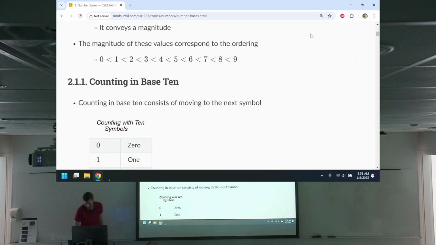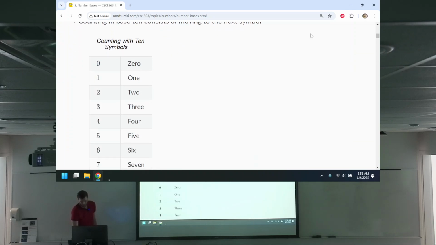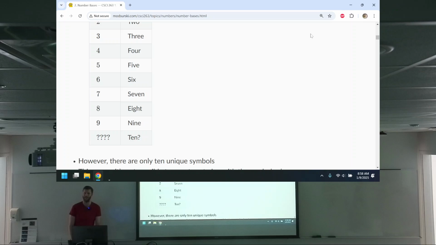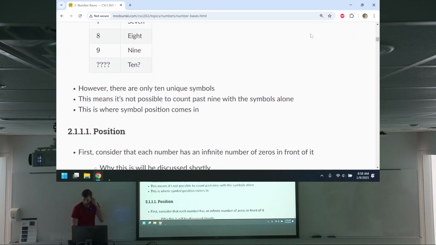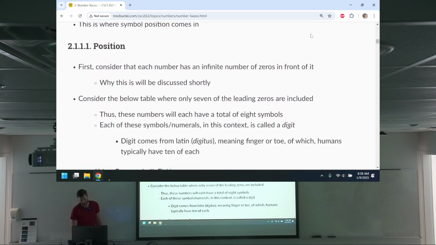So we're counting in base 10: 0, 1, 2, 3, 4, up to 9. How do we get to 10? Well, loop back, increment the next number. However, there's only 10 unique symbols. This means it's not possible to count past 9 with the symbols alone. So this is where symbol position comes in. I'm just reviewing what we just did, but I don't want to rush through it. I want to make sure we're hitting it.